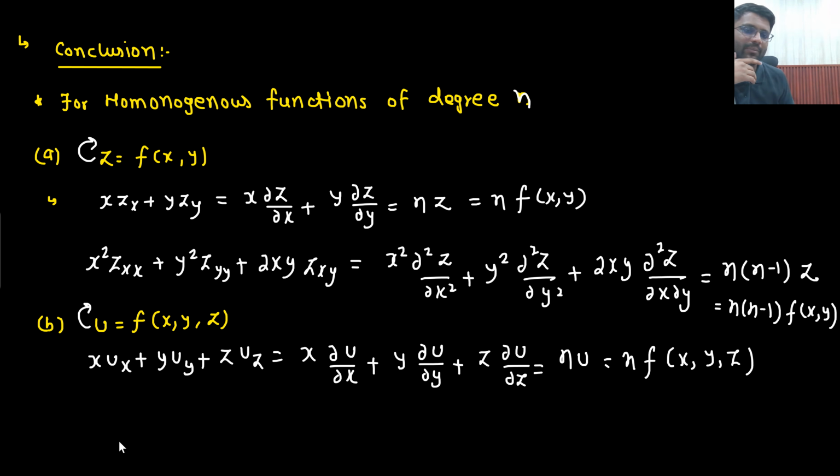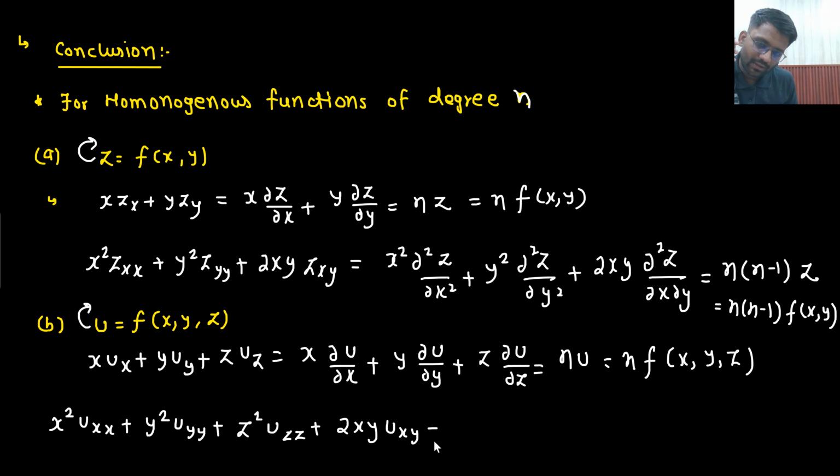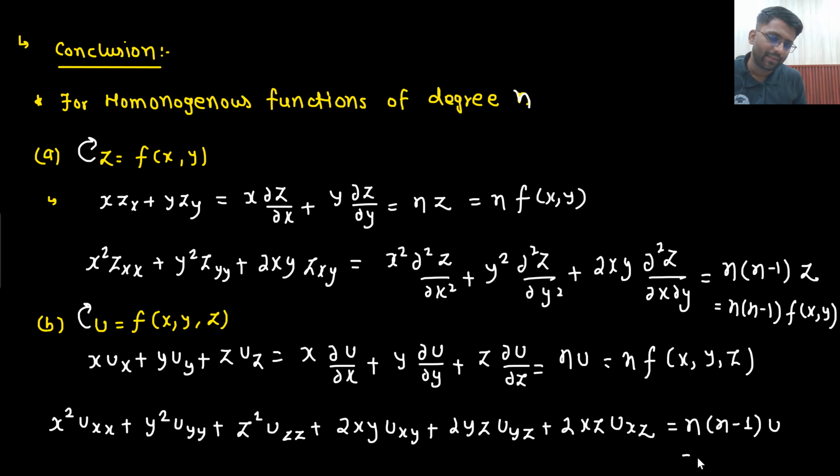Now sir, for the next case, although it is not asked in the examination, okay, this case will not be asked in the examination, but still we are writing it down, who knows, they may ask in the worst case. So what will be the answer we will be getting? Pick x, x square uxx, pick y, y square uyy, pick z, z square uzz. Now here, earlier we had 2xy because only 2 variables were there. So here we will do 2xy uxy, then 2yz uyz, then 2xz uxz. So this will be the form, and that will come out to be equal to n into n minus 1 into u.